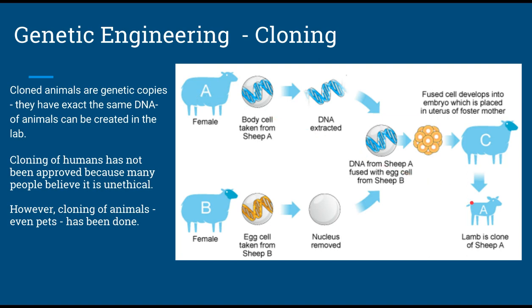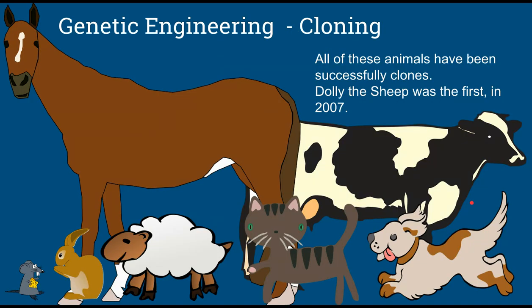And this does happen. The first time it happened was in 2007. Dolly the sheep, she's famous. But all of these animals you see on this page have been genetically cloned successfully since 2007. Not a lot of them, but they have. Humans are not really cloned. And what you should know about that is there's a big ethical issue with cloning humans. Some people feel it's not right. South Korea did claim to have cloned humans like 10 years ago, but that was proven to be false.